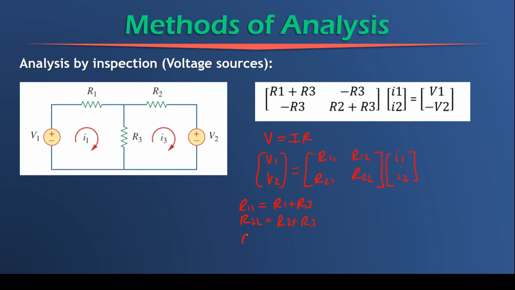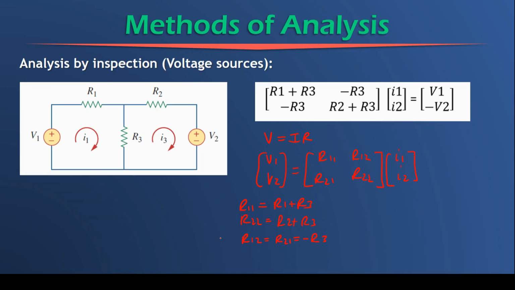And then R12, which we should know is equal to R21 from the previous conductance discussion. We should know then that that is going to give us the sum of resistances that are shared between mesh 1 and mesh 2. That must be R3, and it must be negative because it's a non-diagonal entry. So this will be minus R3.